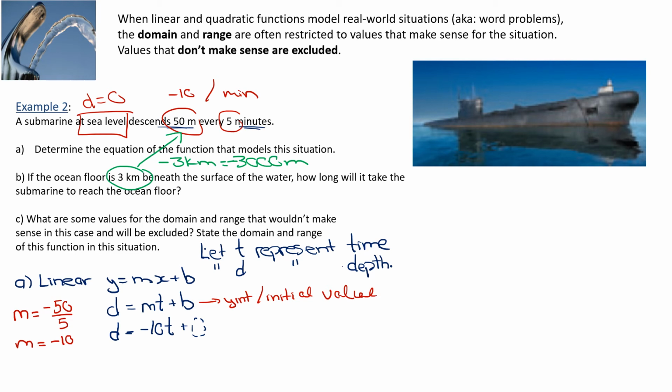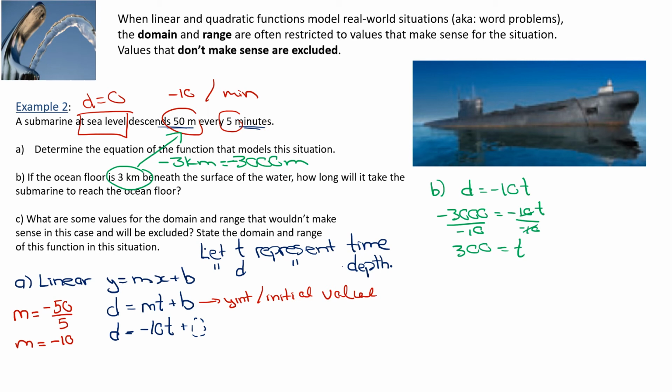Our equation was D equals negative 10t. And we have a value for D, negative 3,000 equals negative 10t. Divide both sides by negative 10 to isolate t. And we have a t over here, and this is a 300. So 300 minutes. Of course, we would never say 300 minutes. We would convert that to hours.